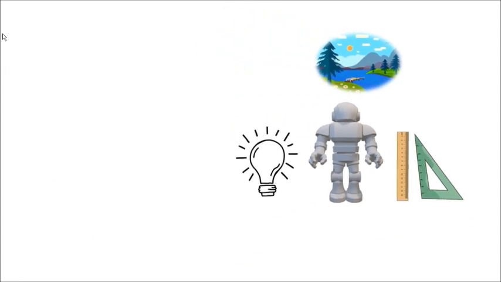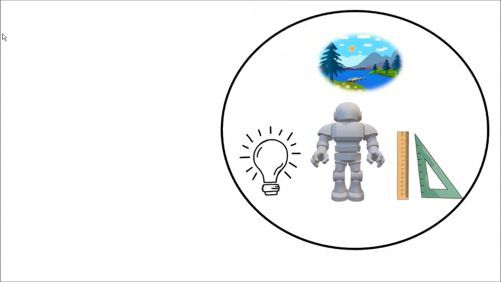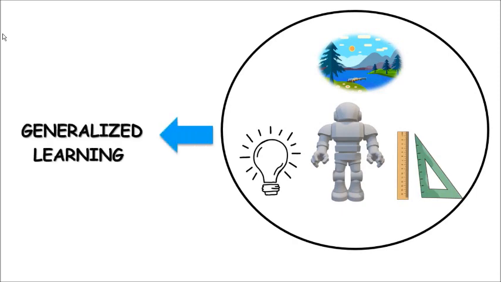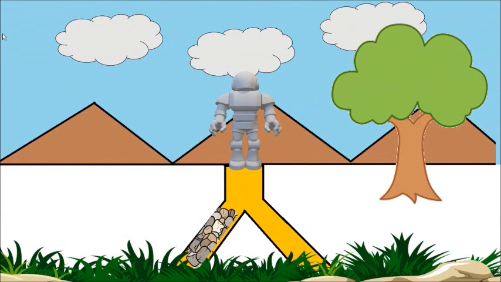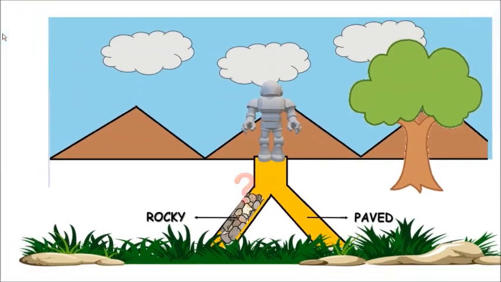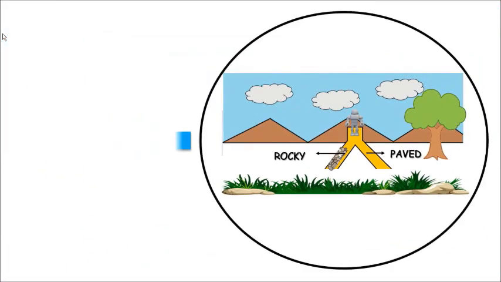This ability to react appropriately to a new situation is called generalized learning. The robot is now at a crossroad, one that is paved and the other rocky. The robot must determine which path to take based on the circumstances. This portrays the robot's reasoning ability.